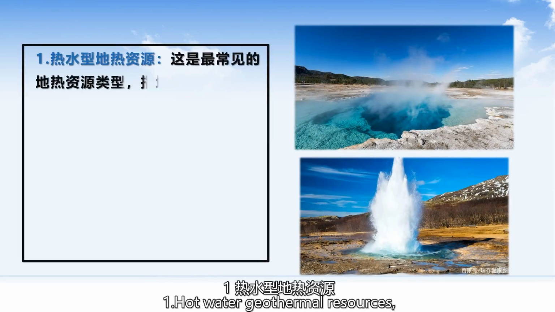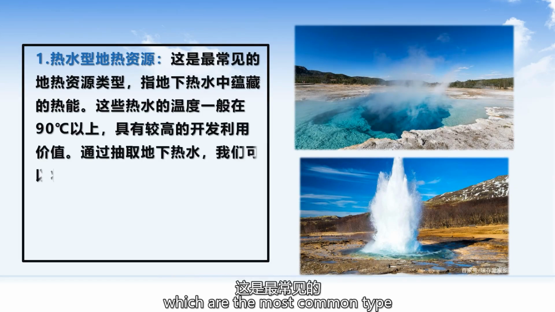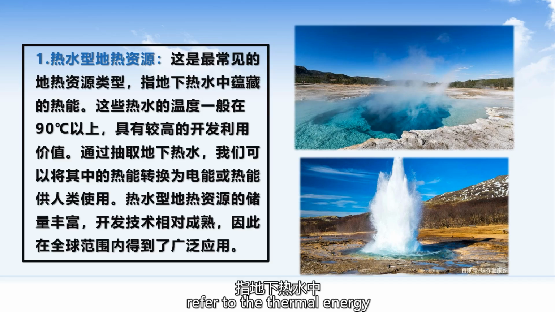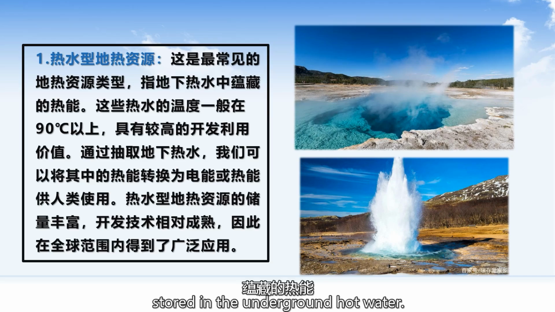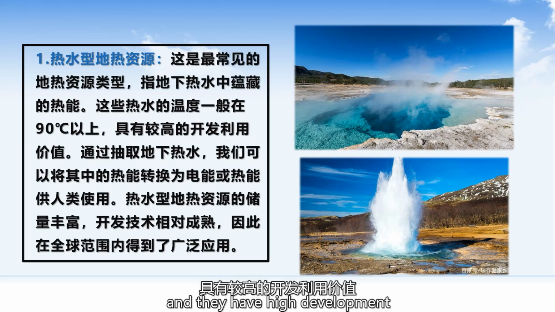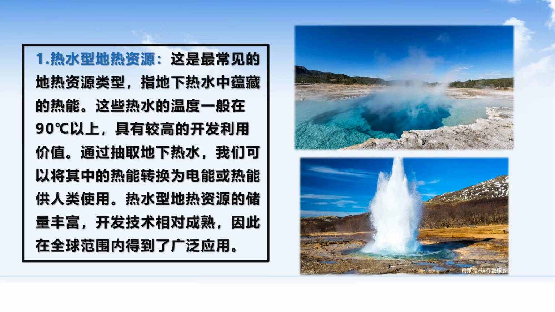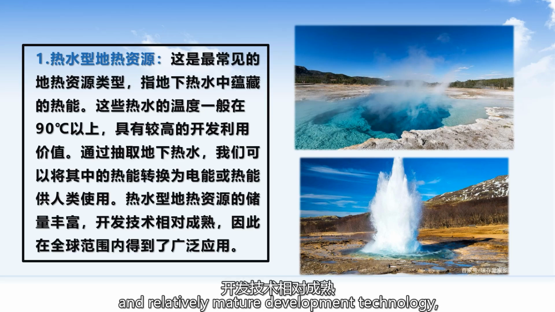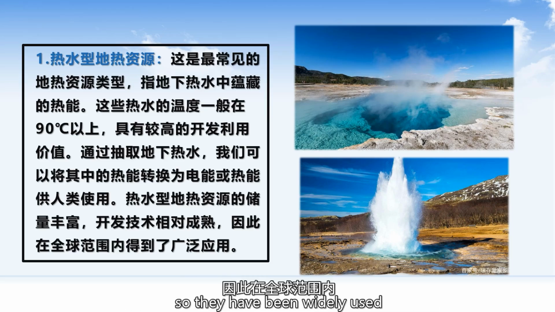1. Hot water geothermal resources, which are the most common type of geothermal resources, refer to the thermal energy stored in the underground hot water. The temperature of this hot water is generally above 90 degrees, and they have high development and utilization value. Hot water geothermal resources have abundant reserves and relatively mature development technology, so they have been widely used worldwide.